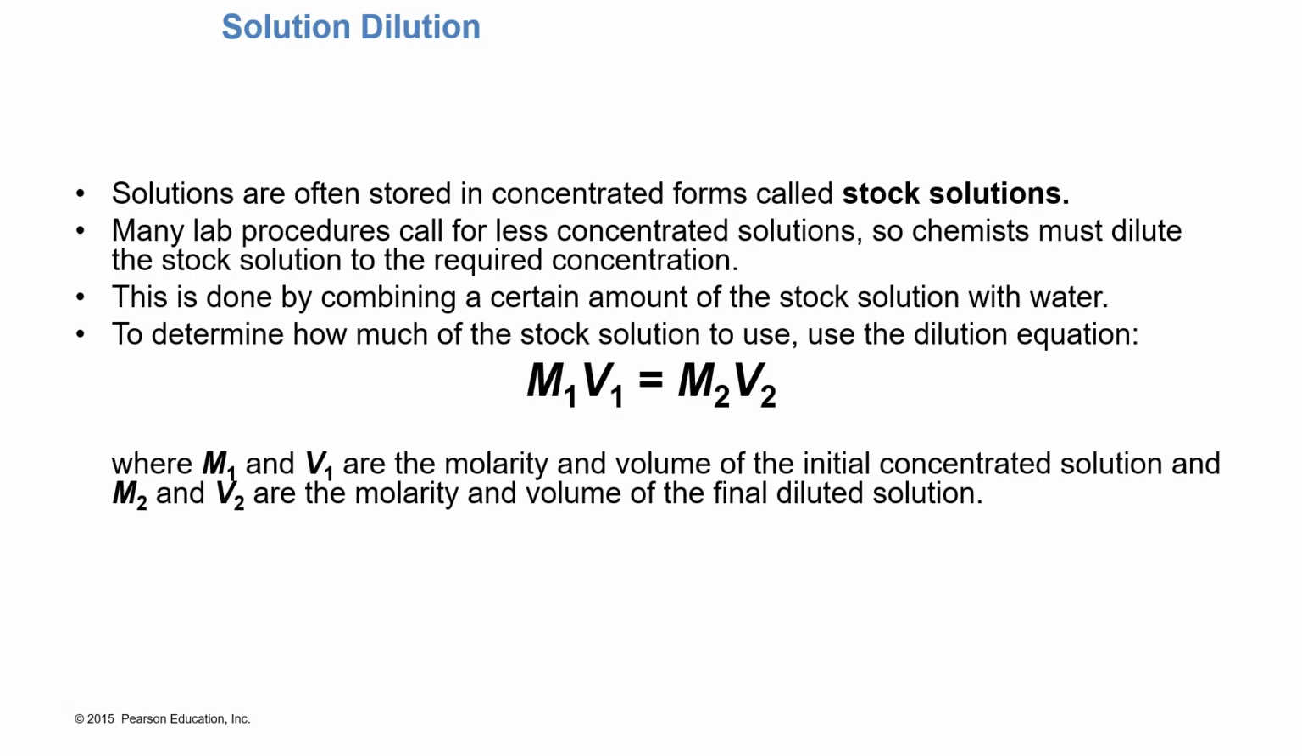M is molarity, 1 is talking about the first solution. So we're talking about the molarity of the first solution. V is for volume, times the volume of the first solution. And we set that equal to the desired molarity of the resulting solution and the desired volume of the resulting solution.